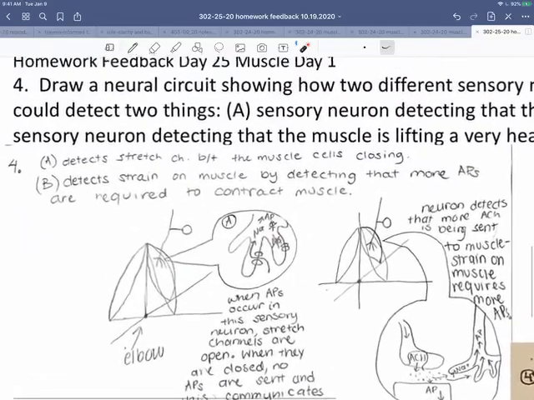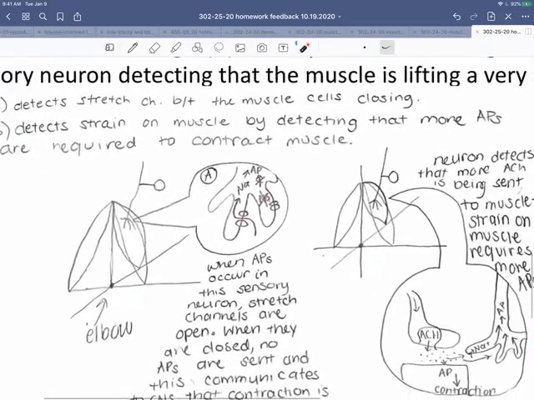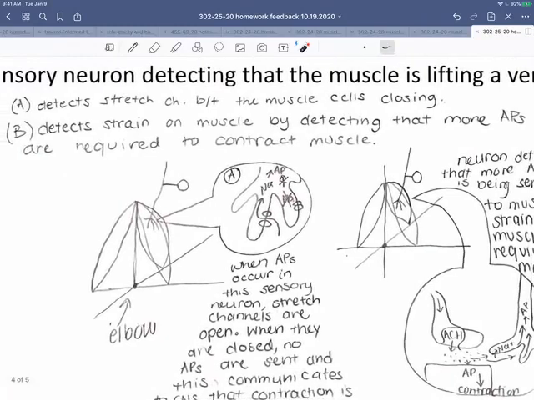We'll go through in class a way to get neural circuits showing different sensory neurons in the muscles or tendons to detect, one, a sensory neuron detecting that a muscle is shortening, and two, that it's lifting a very heavy weight. So there were some good answers here. In class I'll talk about the actual ones, but this is in fact what happens for A when the muscle shortens. There are stretch channels in the dendrites of a sensory neuron here, and those stretch channels allow sodium in. You get action potentials when the muscle goes from down here to up here.